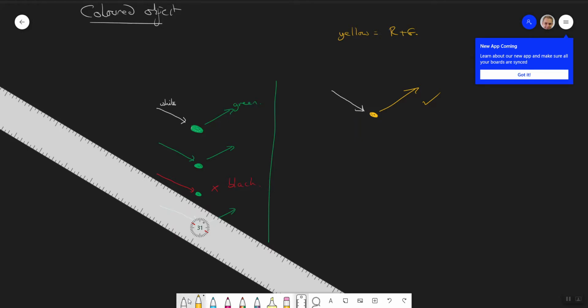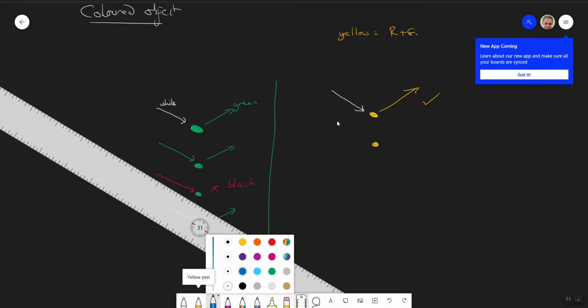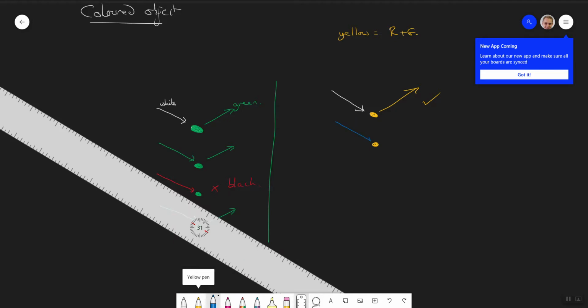If we shine on our yellow object, let's shine blue light on it. Well, blue light, no, there's no yellow there, so we have nothing. It's going to appear black.